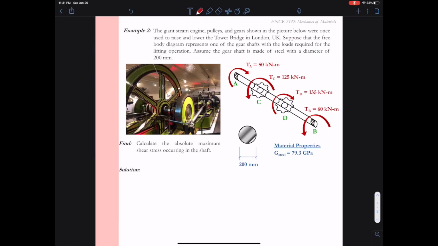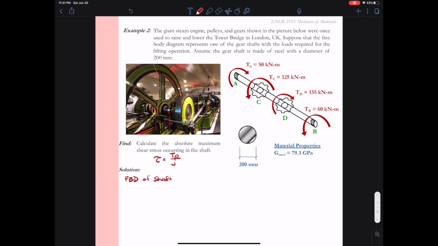Once again, I encourage you to pause the video here if you haven't tried this problem already, and go ahead and try the calculations, draw your torque diagram for this particular gear shaft, and then calculate the maximum shear stress. All right, when you're ready to take a look at the solution, go ahead and pick the video up right here.